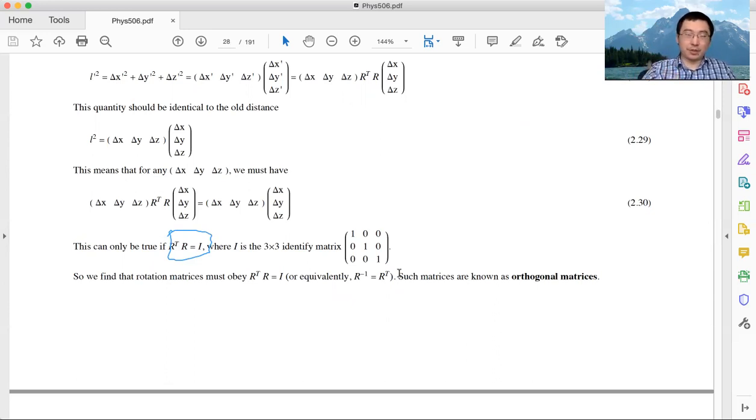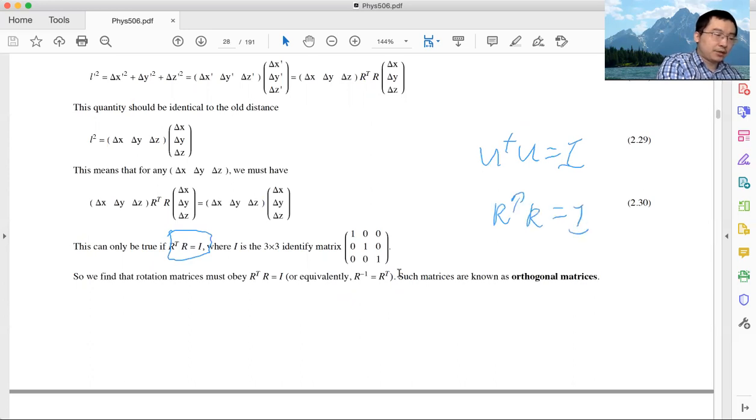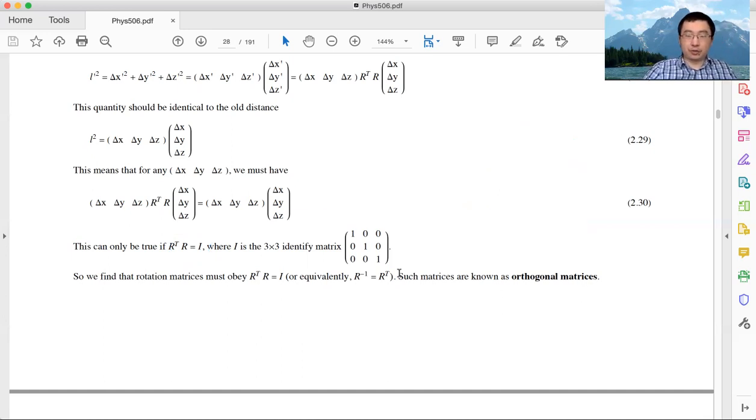In quantum mechanics, we talk about the unitary matrix. A unitary matrix satisfies U dagger U equals identity. Here it is R transpose R equals identity. So these two types of matrices are very similar to each other, except that the U matrix is a complex matrix in general, but here the rotation matrix is a real matrix. Because it's a real matrix, we don't need to take the complex conjugate anymore. We just need the transpose, not the Hermitian conjugate. Nevertheless, this is the mathematical definition of orthogonal matrices.